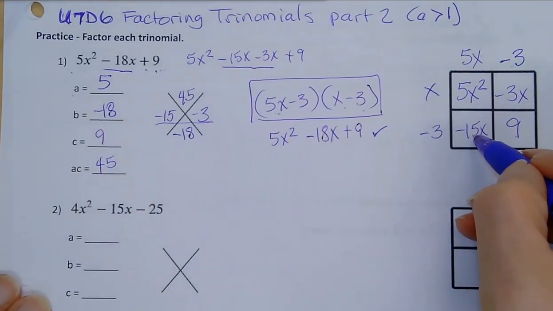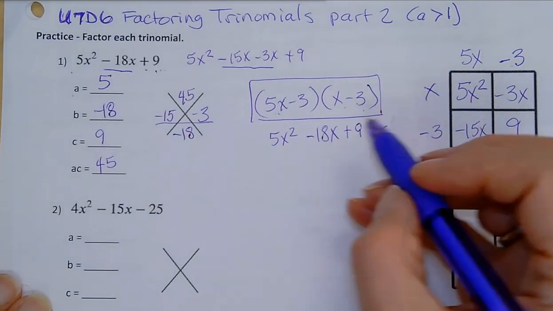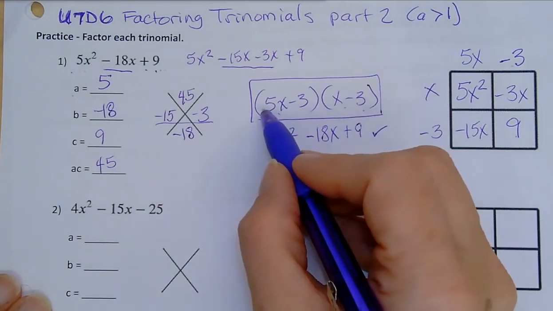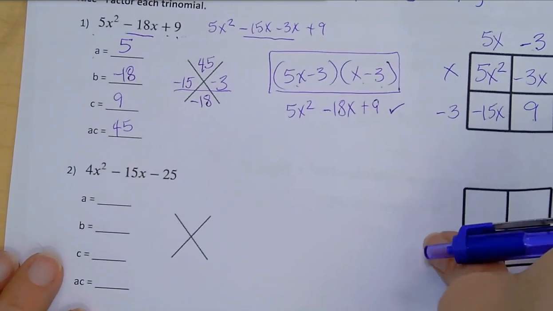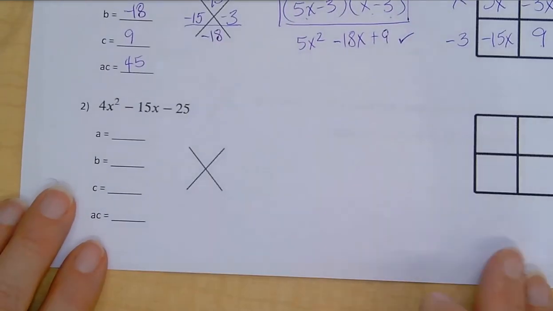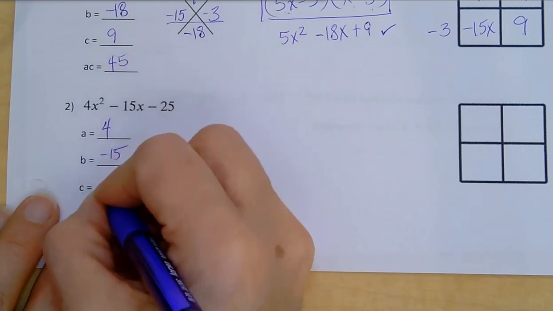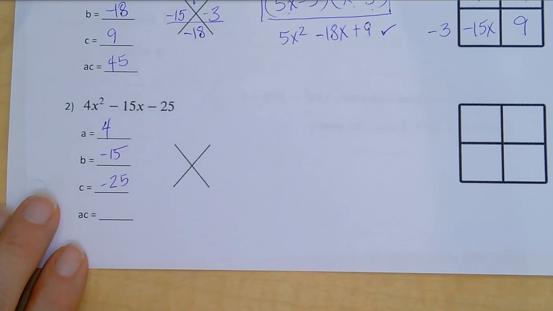If you put negative 3x in the bottom and negative 15x in the top, that's fine. You'll get the same answers. If you wrote your answer as x minus 3 times 5x minus 3, that's fine also. All right, so number 2: a is 4, b is negative 15, c is negative 25. I'm looking to see if I can pull any common factors out. Should have done that first, but no, I don't see any greatest common factor that will come out.